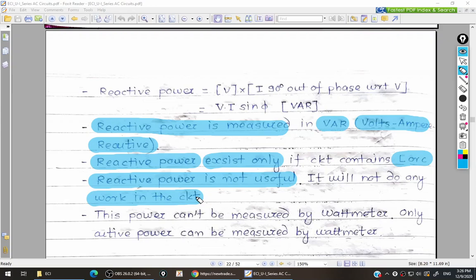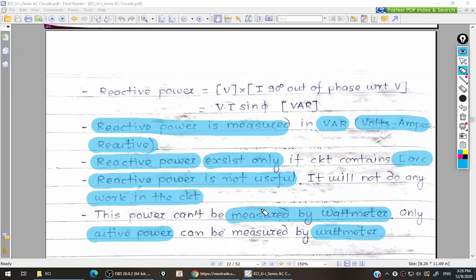Okay, active power is true power, and reactive power is unwanted or unusable power, but this power should be as low as possible. Okay, and since this power is not measured in watts, it cannot be measured by a wattmeter. So only active power we can measure with the help of a wattmeter or power meter.